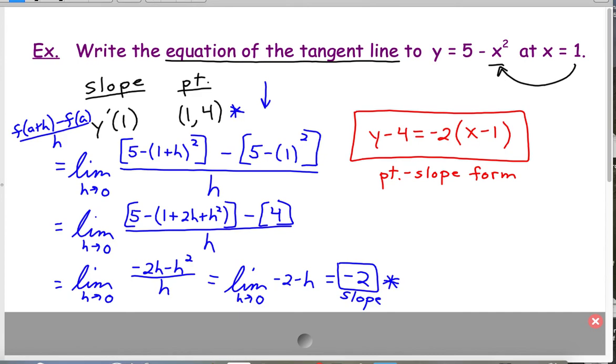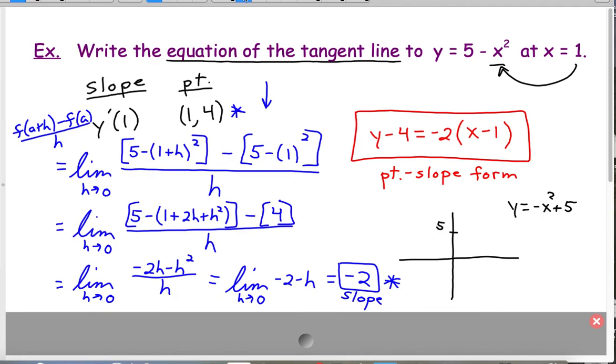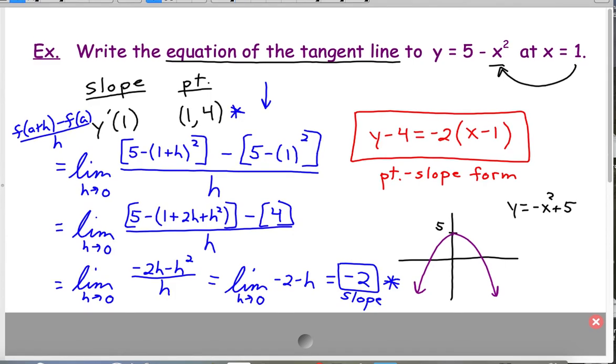So just to give you a visual for this, and I'm not even going to use the calculator on this one, I can graph 5 minus x squared. That's the same as negative x squared plus 5. So that's a parabola that opens downward, and it's been shifted up 5 units. So it's going to look something like this. And we were finding the tangent line at 1. So that's going to be right about here.